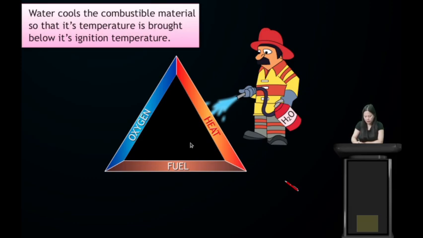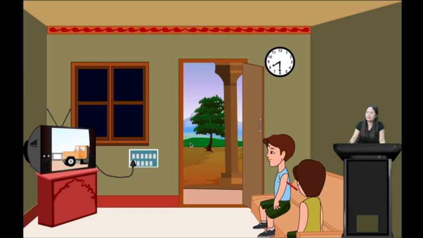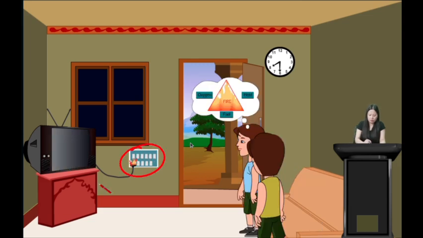Alright students, let us see another example. Here we see two boys watching television when suddenly there is fire in this socket. Then both of the boys recall this fire triangle.